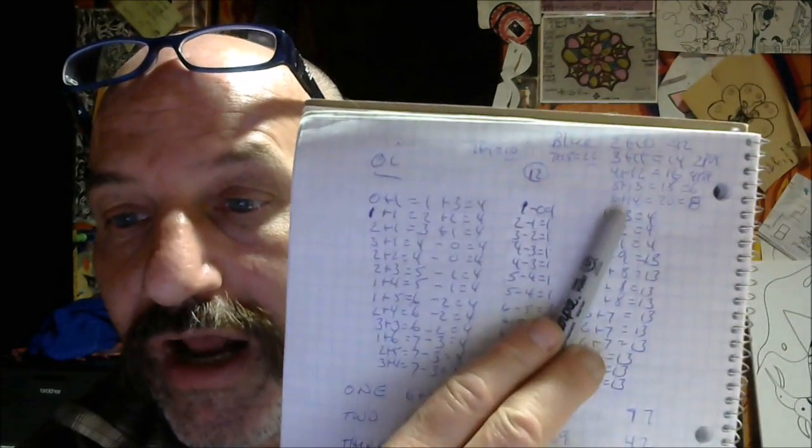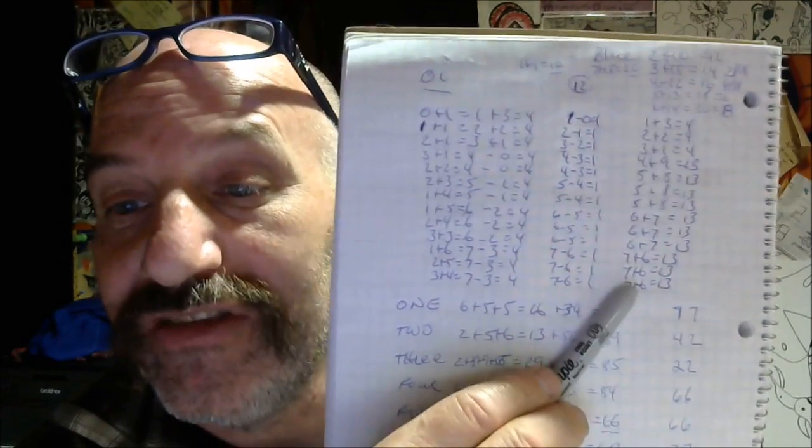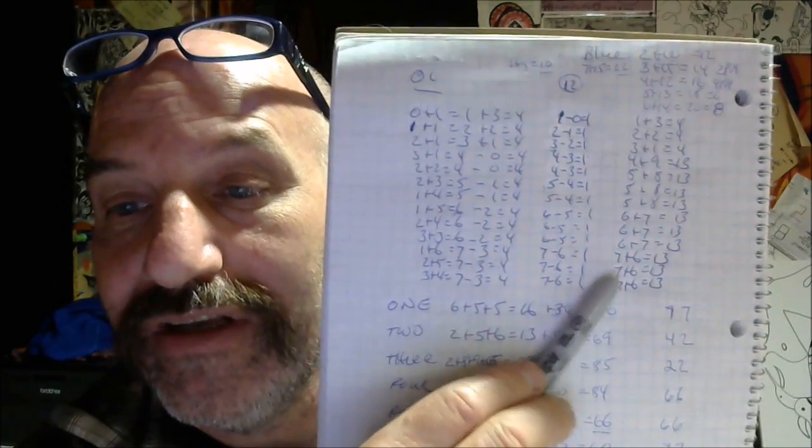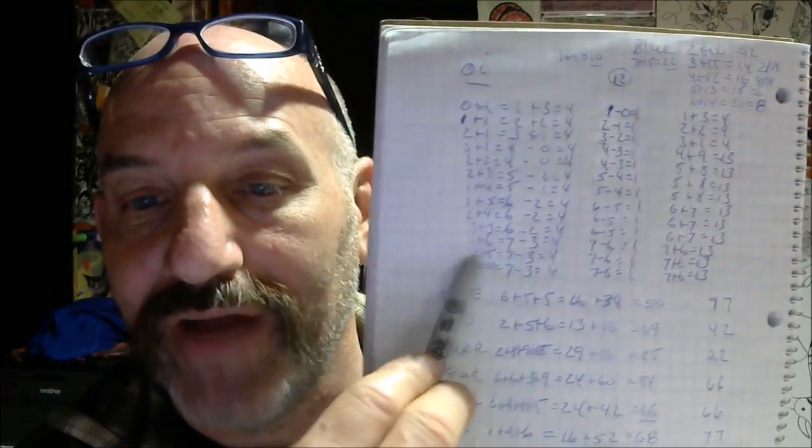Then over here, all the ways to get to 13: 7 plus 6. And then I do it backwards. 6 plus 7 is 13. 6 minus 7 is 1. 6 plus 7 is 13. I do it 3 times because here it comes out 3 times. 1 and 6 is 7. 2 and 5 is 7. 3 and 4 is 7.